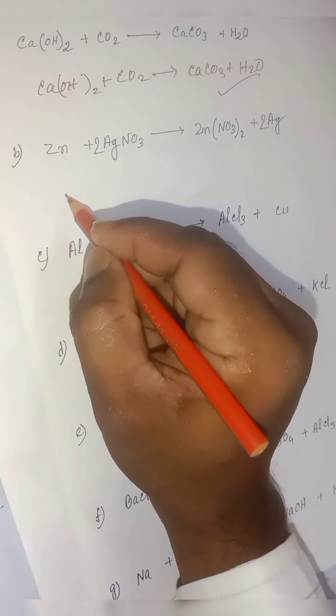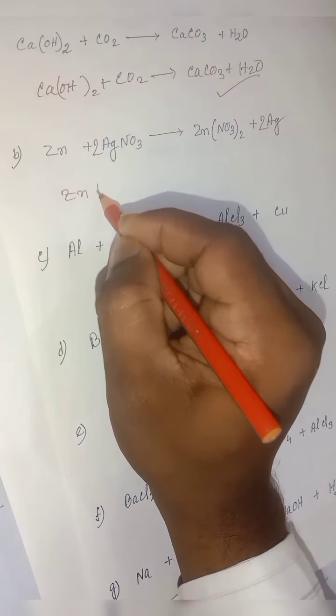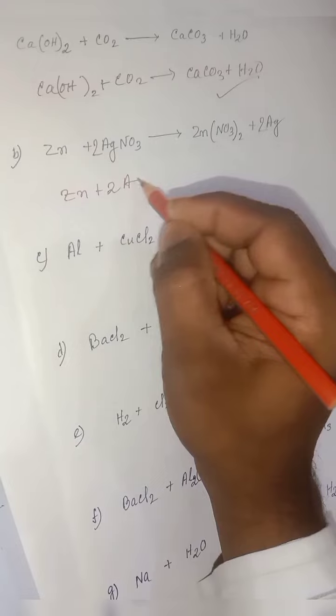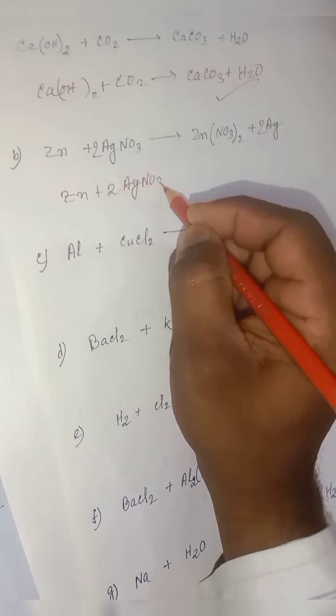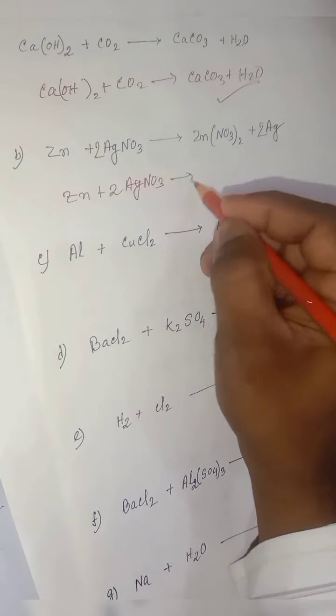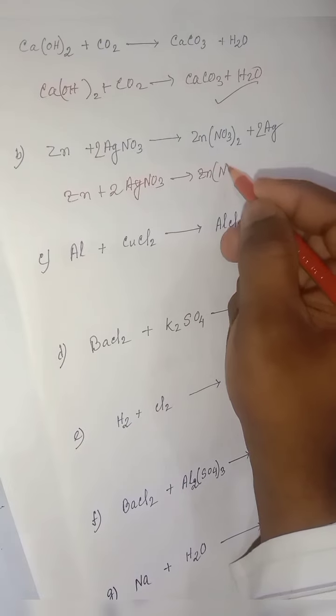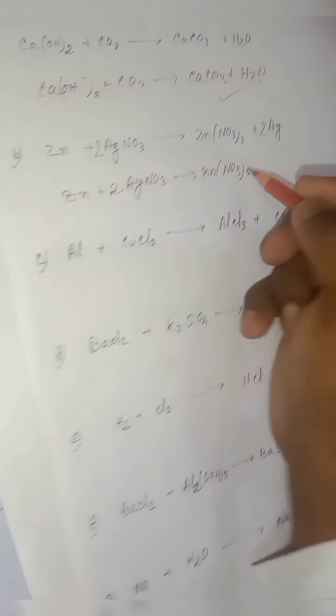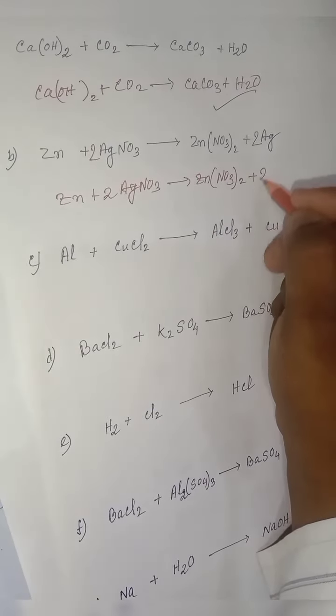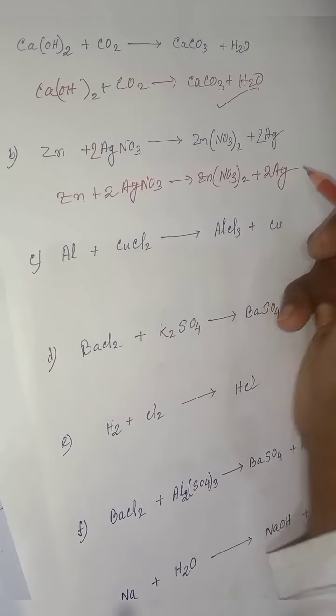So the balanced equation is Zn plus 2AgNO3 from Zn(NO3)2 plus 2Ag. Okay.